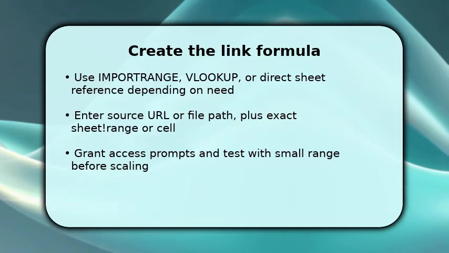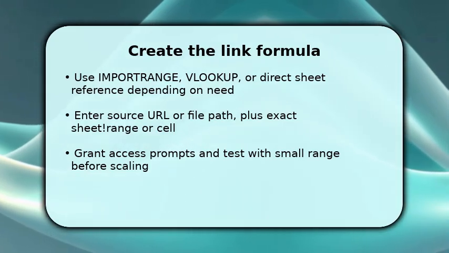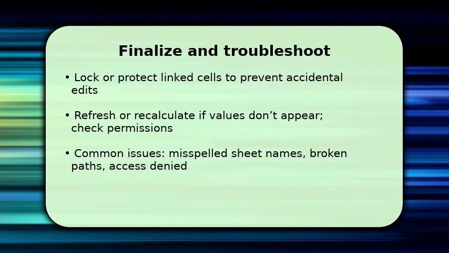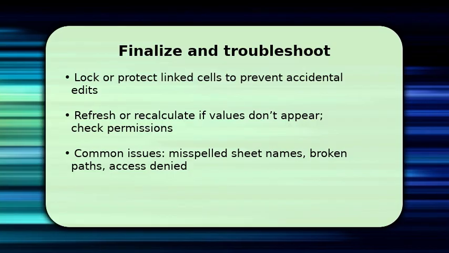Once set, test with a small, known range to confirm values update. This prevents cascading errors when you scale up. Finish by protecting linked cells or ranges to avoid accidental changes, and then refresh or recalculate to ensure updates appear.